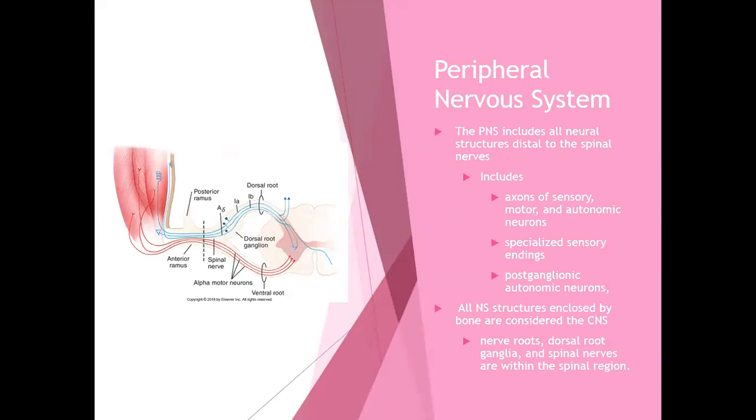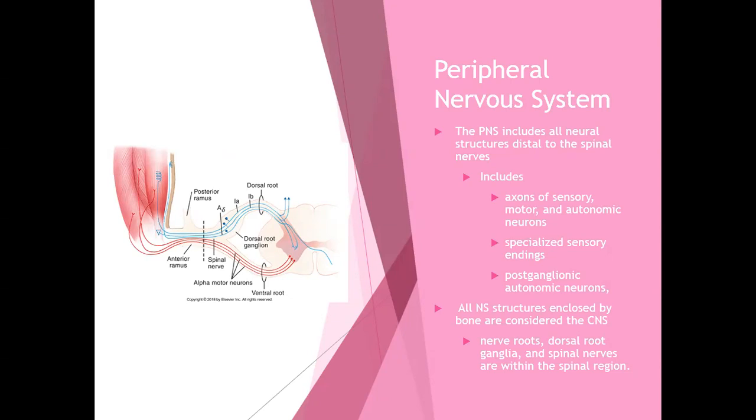So nerve roots, the dorsal root ganglia, and the spinal nerves are within the spinal region, but distal to the spinal nerve, the groups of axons split into posterior and anterior rami. The axons in the posterior rami innervate the paravertebral muscles, posterior parts of the vertebrae, and the overlying cutaneous areas. Axons in the anterior rami innervate the skeletal muscular and cutaneous areas of the limbs, and the anterior and lateral trunk.